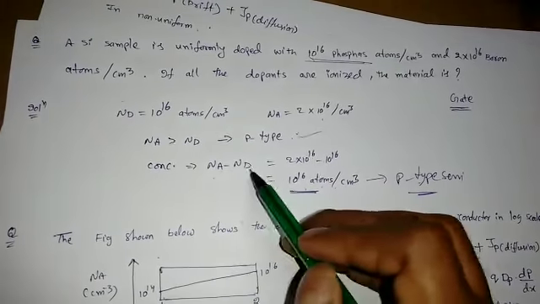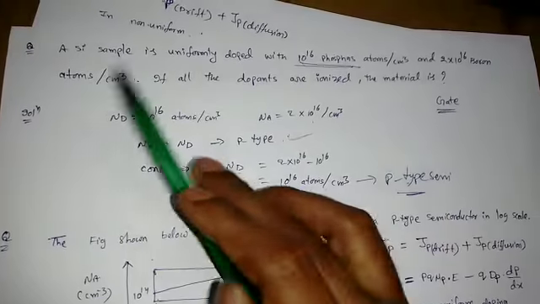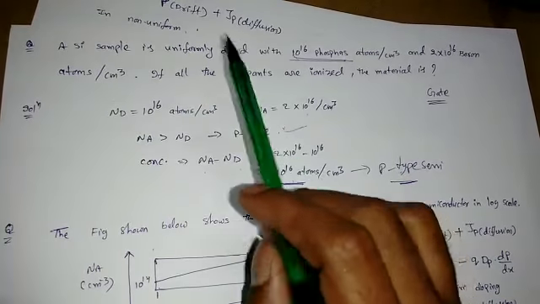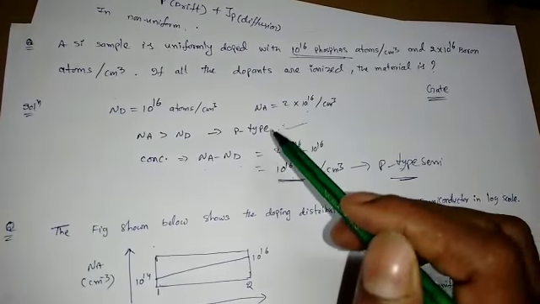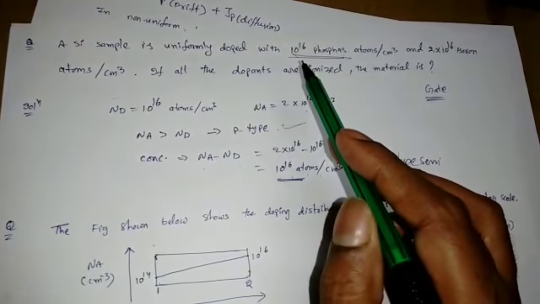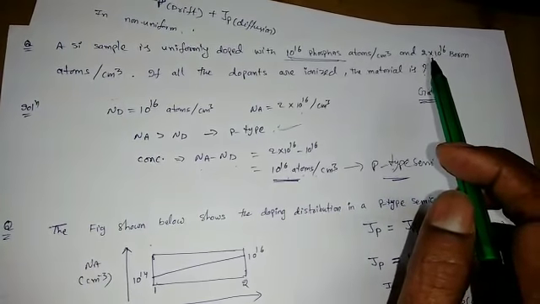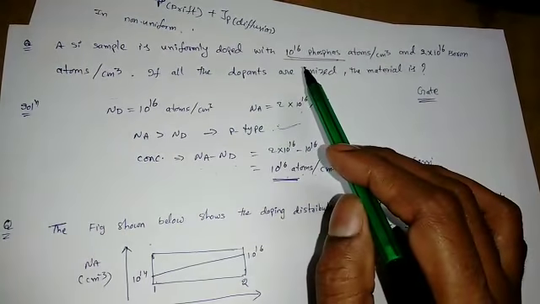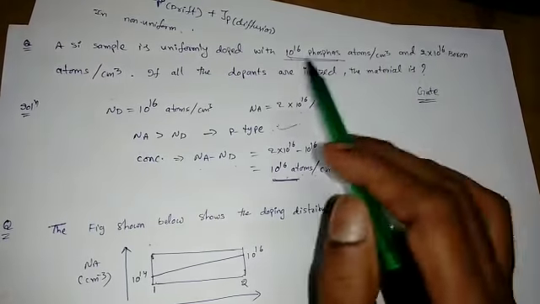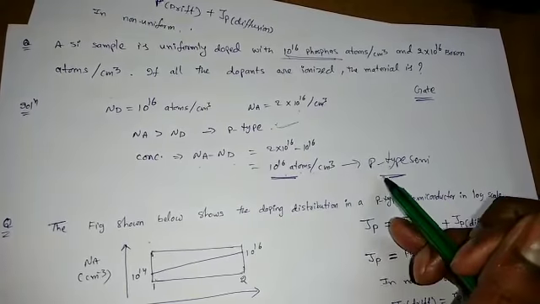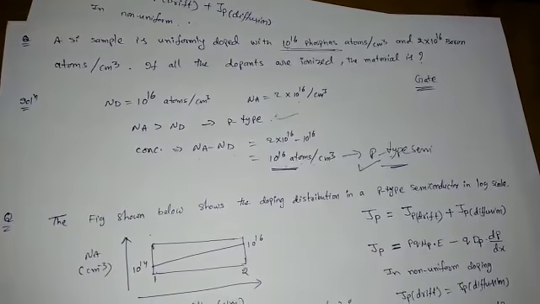Now why I have taken the difference is, a silicon sample is uniformly doped. So a silicon semiconductor is there, then it is doped with 10 to the power 16, and then the remaining doped with 2 into 10 to the power 16. So 1 into 10 to the power 16 boron and 1 into 10 to the power 16 phosphorus will ionize, then the remaining will become 1 into 10 to the power 16, that is the P type semiconductor concentration.